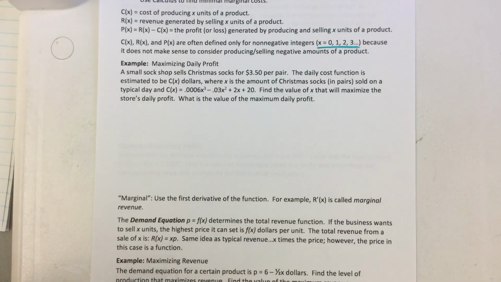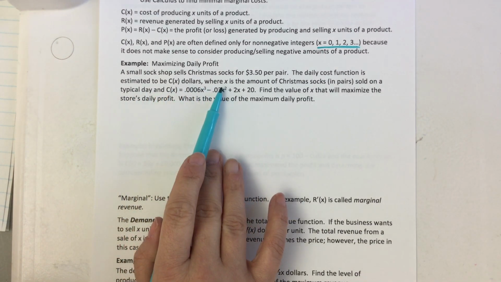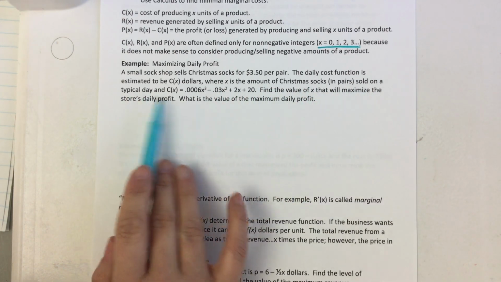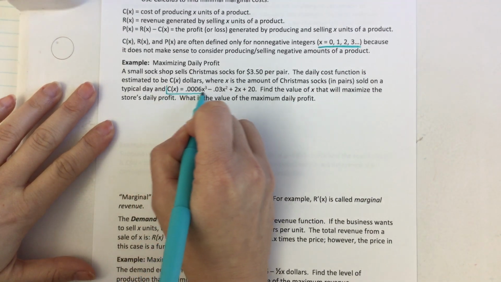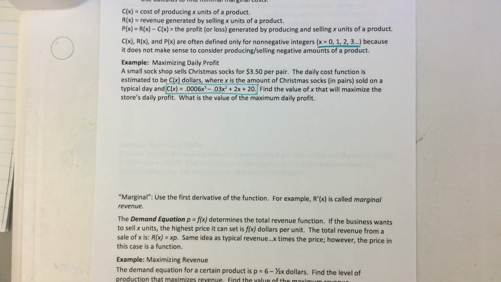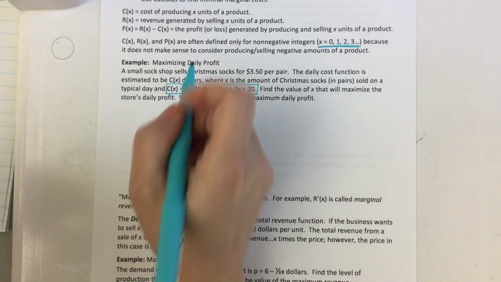Here is an example. We want to maximize daily profit. A small sock shop sells Christmas socks for $3.50 per pair. The daily cost function is estimated to be C of X dollars, where X is the amount of Christmas socks in pairs sold on a typical day. So here is your cost. They gave us that. That's awesome. Find the value of X that will maximize the store's profit.